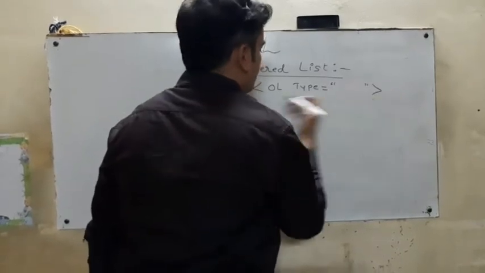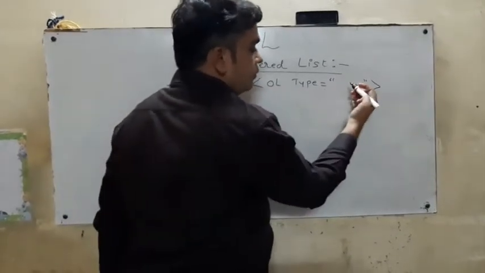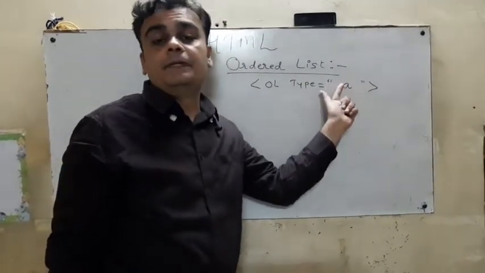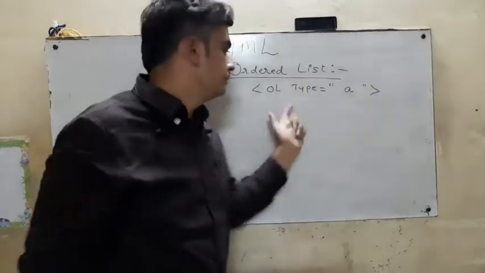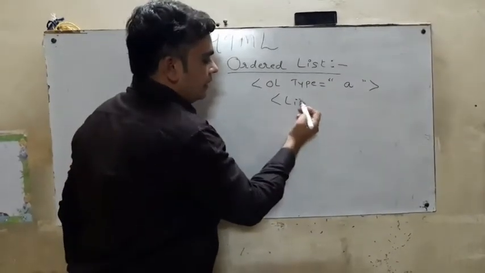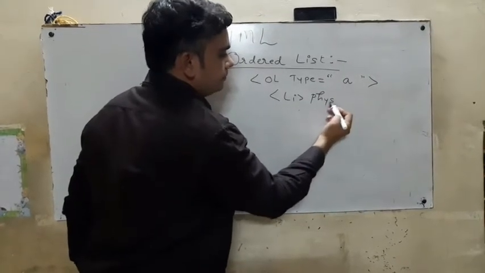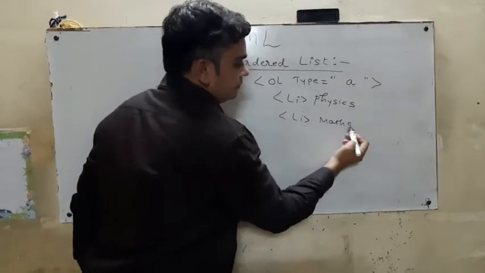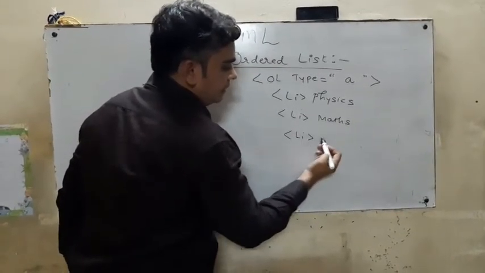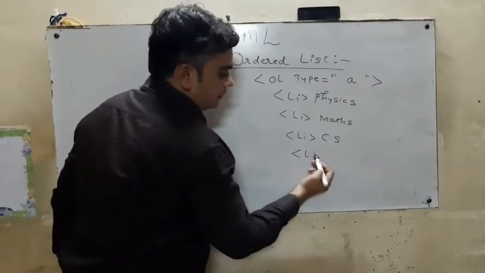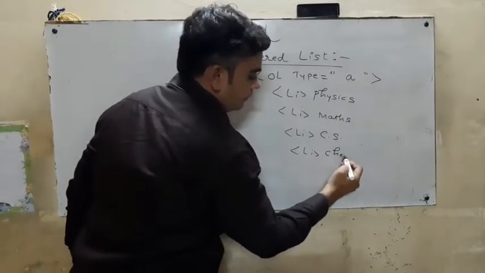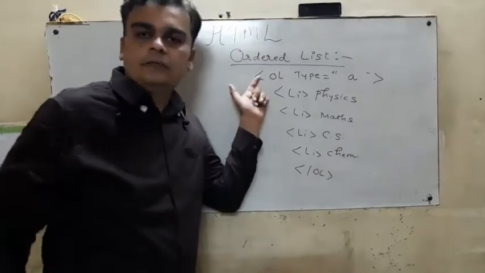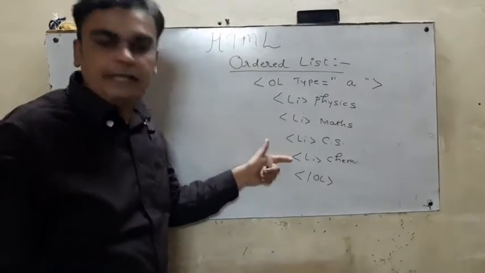Suppose in OL, I am going to write type equals small a, and that character should be written in double inverted commas. Thereafter, suppose I am writing LI and here I write physics, then LI maths, LI CS, LI chemistry, /OL. So in this example, I am going to represent these 4 elements.